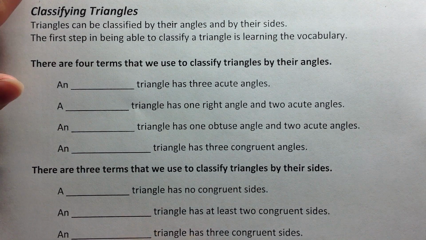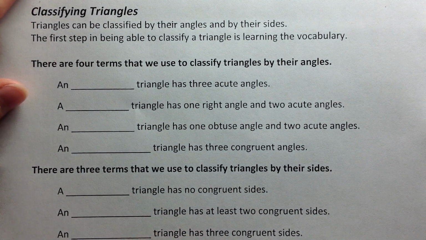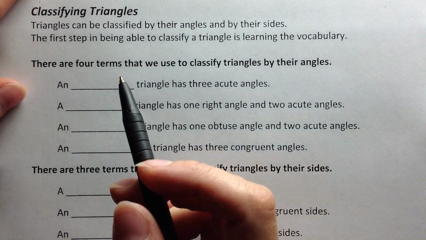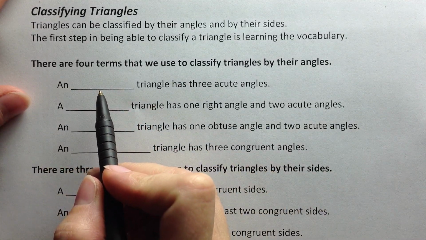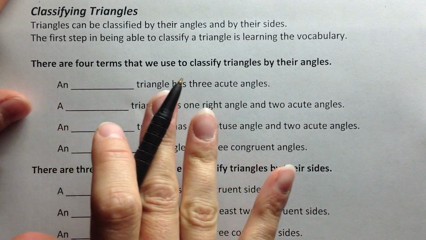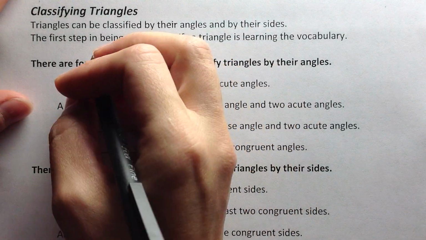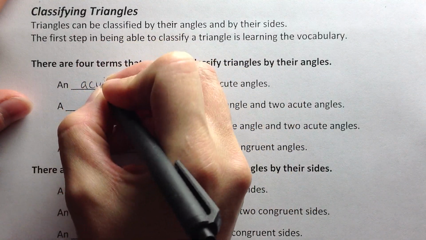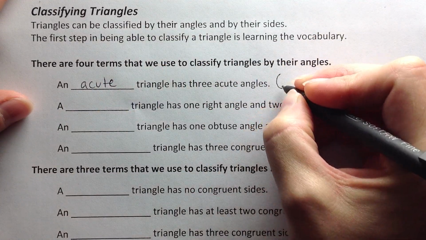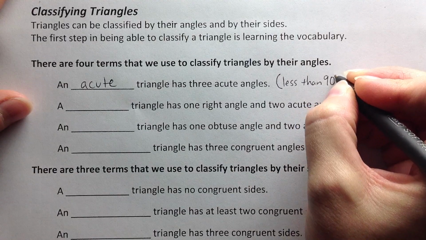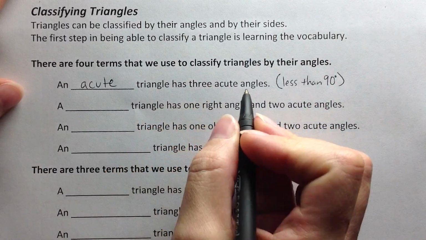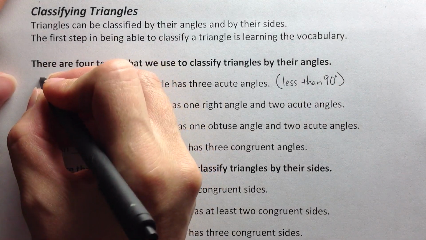Okay, as we start talking about triangles, there's some useful vocabulary we want to review, some basic vocabulary. If you remember the classifications of angles, this is really easy. An acute triangle, a cute little angle, remember those are the angles that are less than 90 degrees. Okay, so if it has three acute angles, it's going to look something like this.